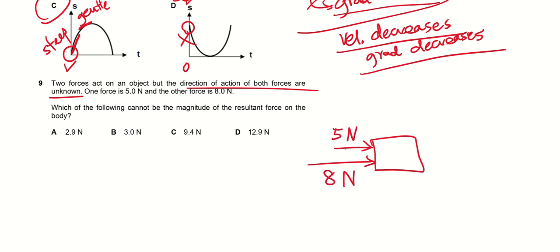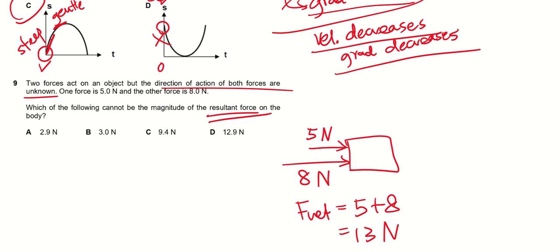If they are in parallel, the resultant force, which is what they want us to find, the F net, is actually, because they are in the same direction, we can add them together. 5 plus 8 equals 13 Newtons. So this is the first scenario. That means I cannot get a value more than 13 Newton.